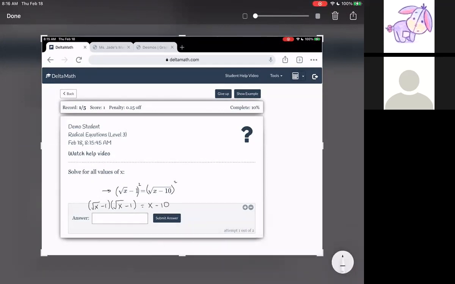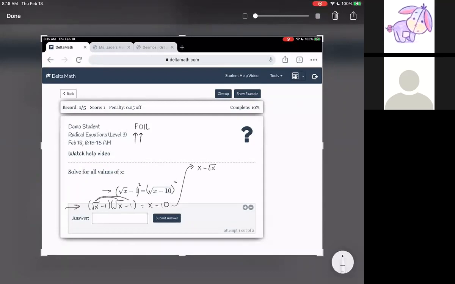Okay, and then with the left side, we are going to FOIL it, and I'm gonna continue writing over here. So remember that F in FOIL stands for first. So you're gonna multiply square root of x times square root of x, giving you just regular x. And then the O in FOIL stands for outer. So that would be the square root of x times the -1, so that would be minus square root of x.